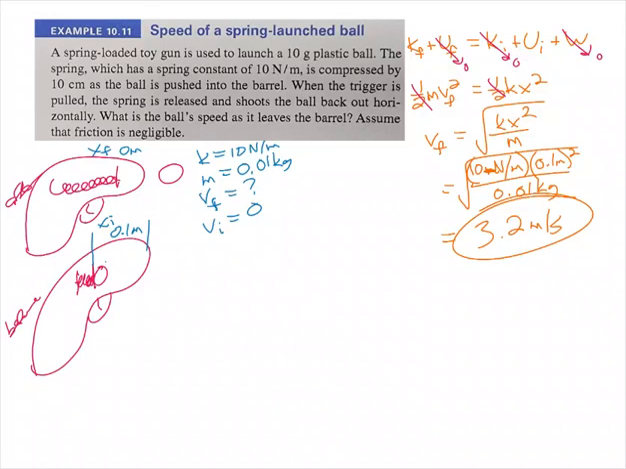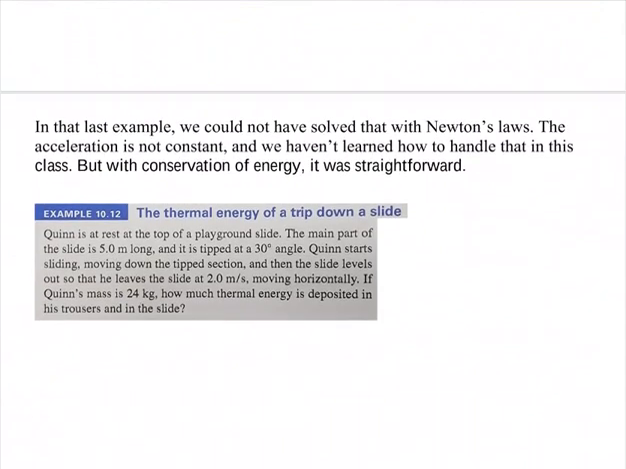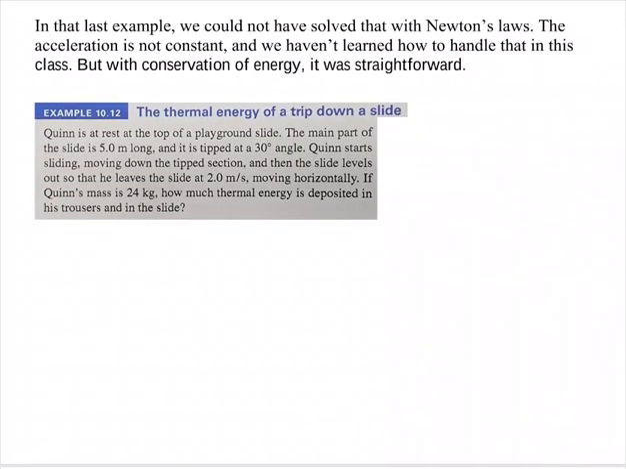So last time we saw this problem, we finished it up. Now, in that example, we could not have solved that one using Newton's laws, and that's because the acceleration was not constant. With Newton's laws, we always had constant acceleration. That problem did not have constant acceleration, therefore we could not have used Newton's laws. But with conservation of energy, it was actually a really easy problem.